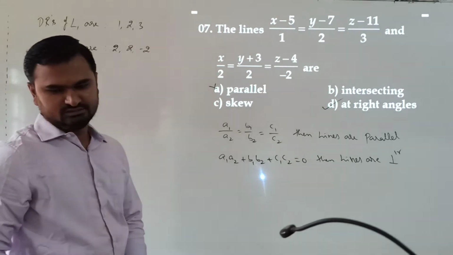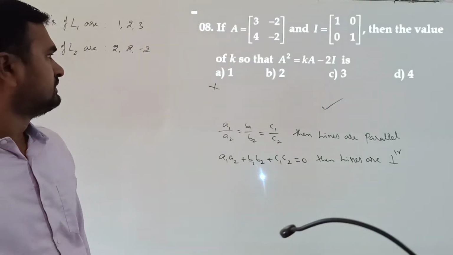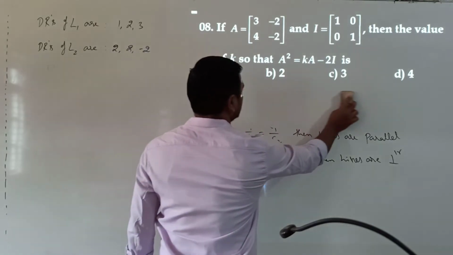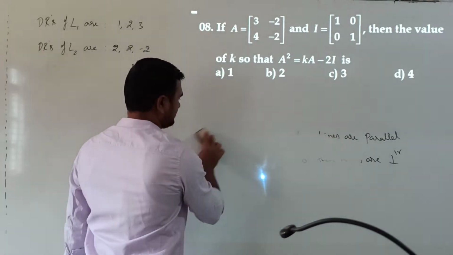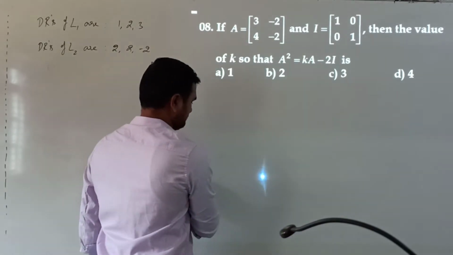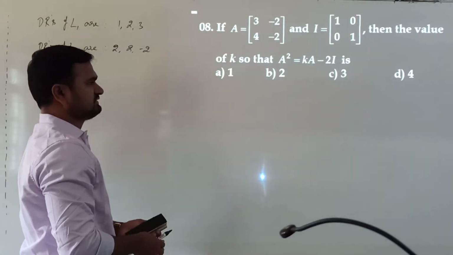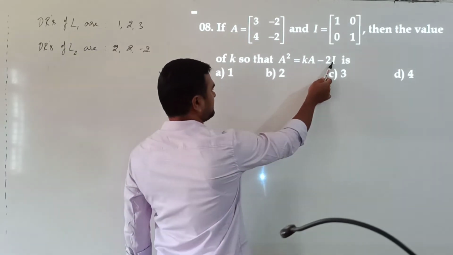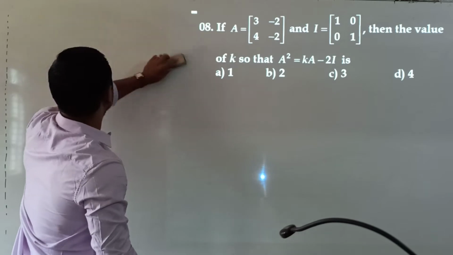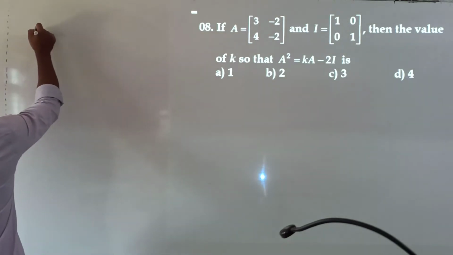Now let's see the next question. Matrix A is given and I is given. Then find the value of k so that A square equals kA minus 2I. So let's solve this equation: A square equals kA minus 2I. First we need the A square value. See, what is the A square value here?